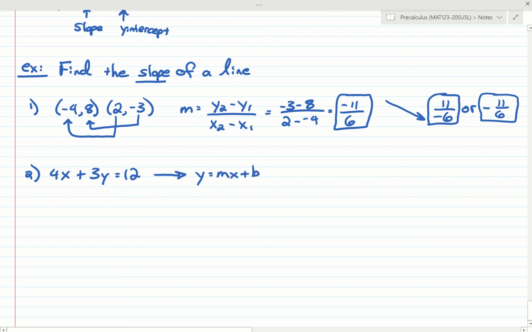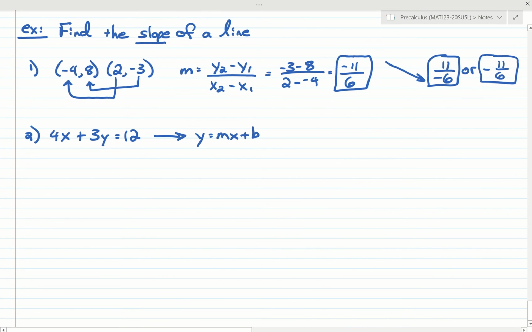We talked about in a previous section how to solve a literal equation, and that's what we're doing here. So we want to get the y by itself. So let's bring the 4x over, subtract that on both sides. We get 3y is equal to -4x plus 12, and I'll divide everything by 3. So we do get y by itself is equal to -4/3 x plus 4. The slope of this line is -4/3.